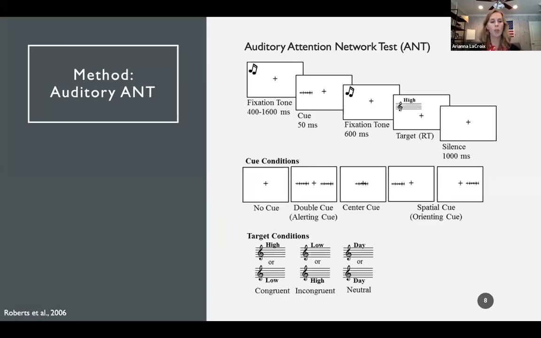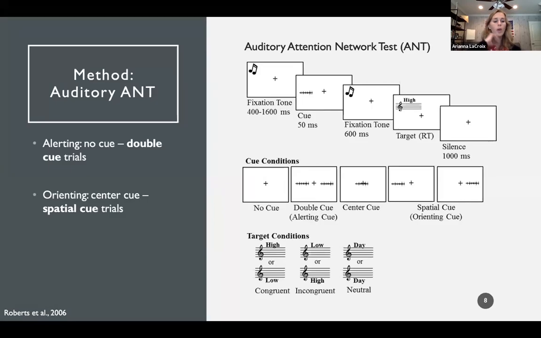Now this combination of cues and target conditions allows us to calculate those three measures of attention using this one task. So we calculate alerting by subtracting the double cue trials from the no cue trials. And here we expect them to be faster and more accurate on those double cue trials. On orienting, we calculate that by subtracting the spatial cue trials from the center cue. And here we expect them to be faster and more accurate on that spatially cued trial. And then executive control is calculated by subtracting congruent trials from incongruent trials. And here, they should be less accurate and slower on those incongruent trials.